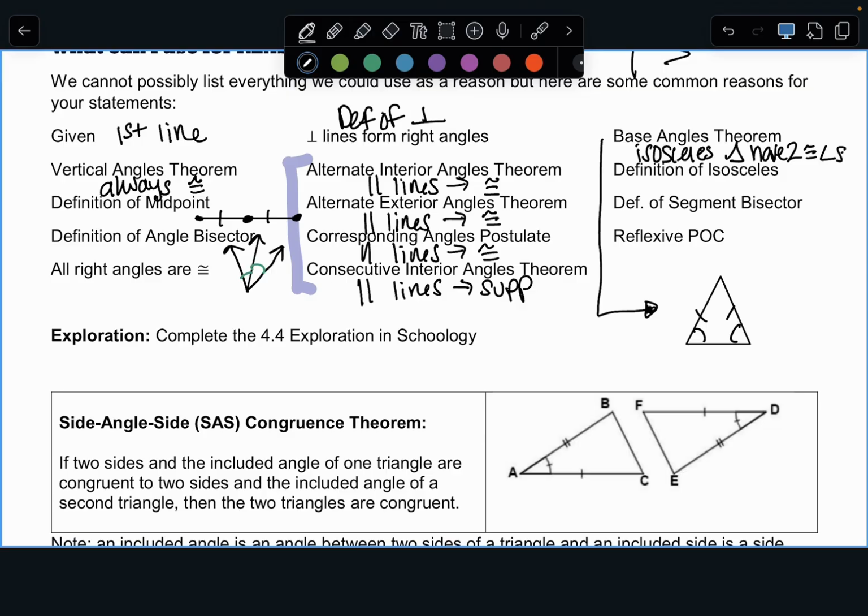Definition of isosceles, that's just a triangle with two congruent sides. So if it states blank triangle is isosceles, you would use the definition to say that the sides are congruent. Okay? Or the base angles theorem to say that the angles are congruent. What about segment bisector? What does that mean? It bisects a segment, so it also cuts it in half. So for segment bisector, you would know that this piece is congruent to this piece.